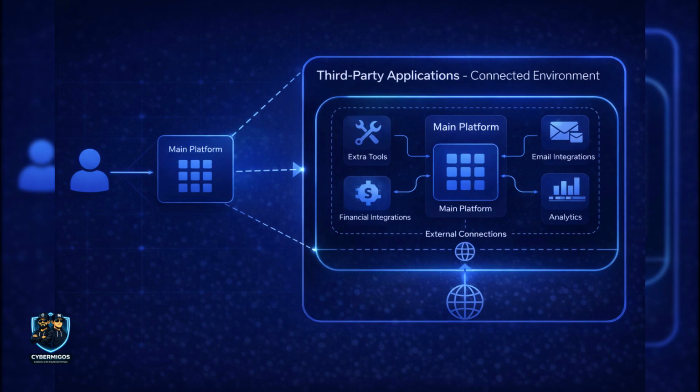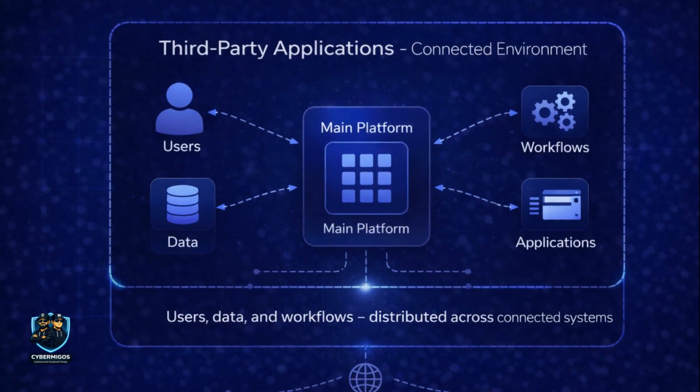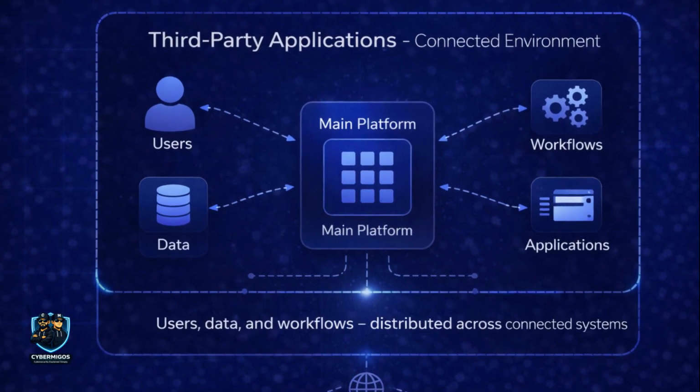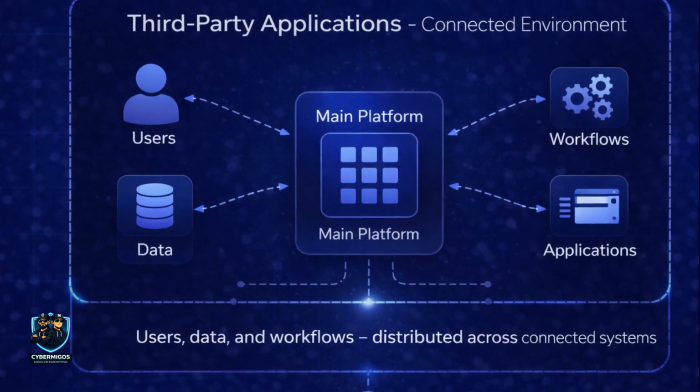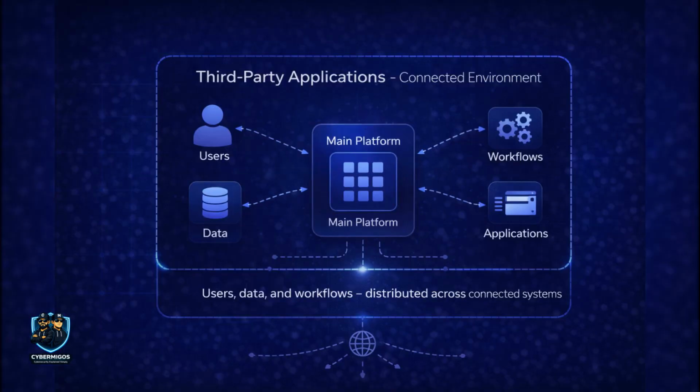Now, this is where third-party applications are different. A third-party application isn't the main platform. It connects to something else. It's connected to your infrastructure. Instead of everything being contained, third-party applications create connections. They rely on access to other systems to function. So instead of one environment, you now have multiple systems connected together. Data isn't just sitting in one place anymore, it's moving between applications.